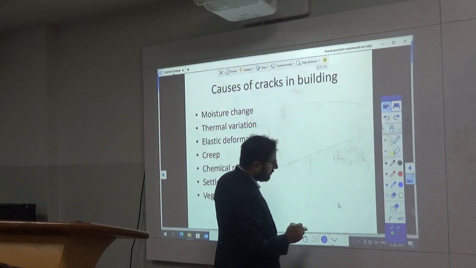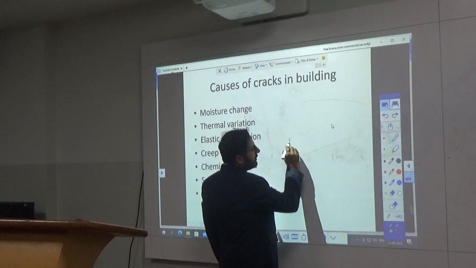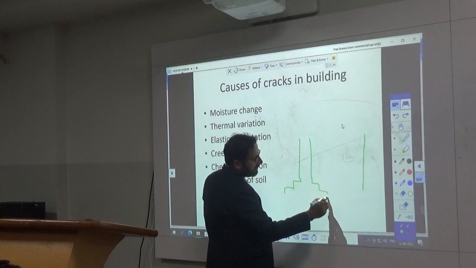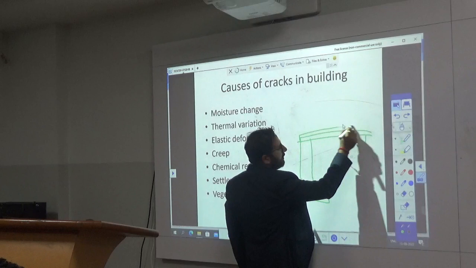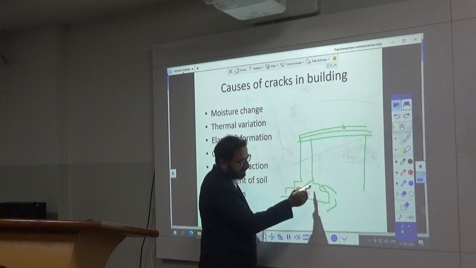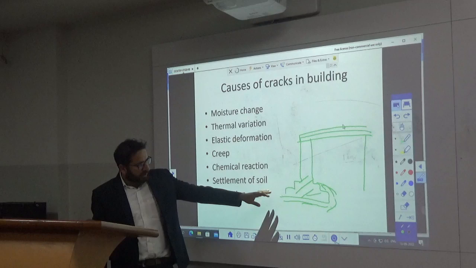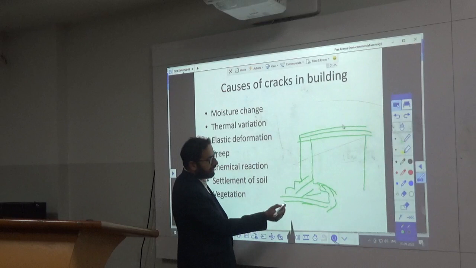So cracks can be produced in the structure due to moisture change, right? For example, let's say columns are placed on the soil. Some slab is there, a beam is there, over this beam a slab is there, right? So let's say this is the soil. If this brick masonry or column absorbs the moisture, or let's say under this soil the moisture is there, okay? Then the bearing capacity of the soil, the soil that provides the reaction, will be reduced.